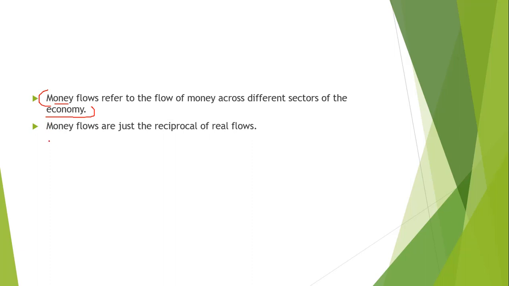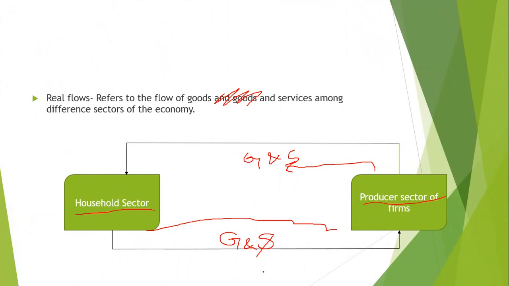Money flows are just the reciprocal of real flows. If you consider the previous one, suppose the producer sector is giving us goods and services. Money flows are the reaction to that economic activity. It is a reaction to the goods and services we are getting from the producer sector. We are getting goods and services, and in return, we pay money to the producer sector.